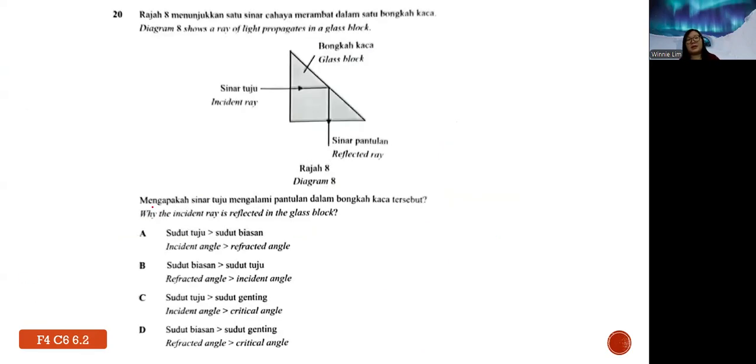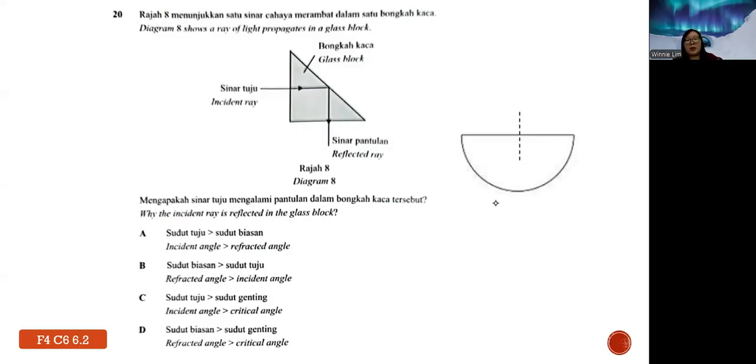20 is the idea of total internal reflection. Diagram 8 shows a ray of light propagating in a glass block. Why is the incident ray reflected in the glass block? First, you need to have some idea what total internal reflection is. I always tell students, I show all the ideas from refraction until total internal reflection, then you will have a better idea.